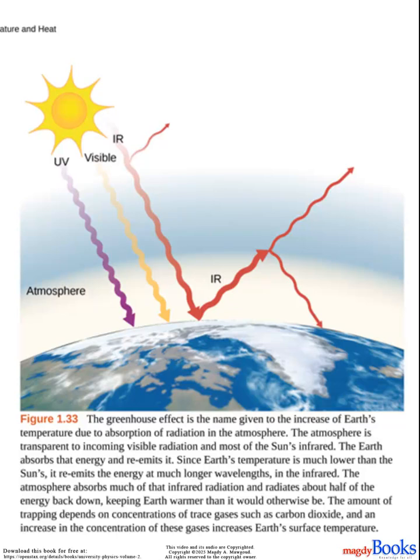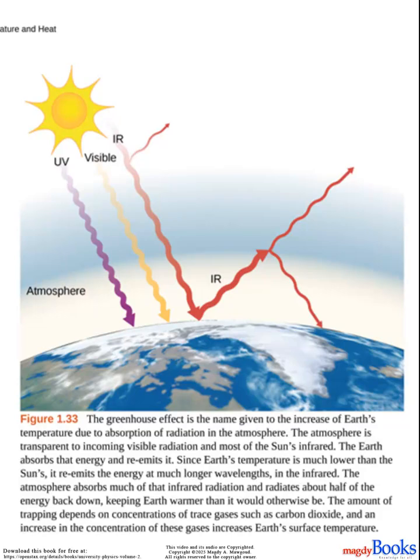Figure 1.33. The greenhouse effect is the name given to the increase of Earth's temperature due to absorption of radiation in the atmosphere. The atmosphere is transparent to incoming visible radiation and most of the sun's infrared. The Earth absorbs that energy and re-emits it. Since Earth's temperature is much lower than the sun's, it re-emits the energy at much longer wavelengths in the infrared. The atmosphere absorbs much of that infrared radiation and radiates about half of the energy back down, keeping Earth warmer than it would otherwise be.